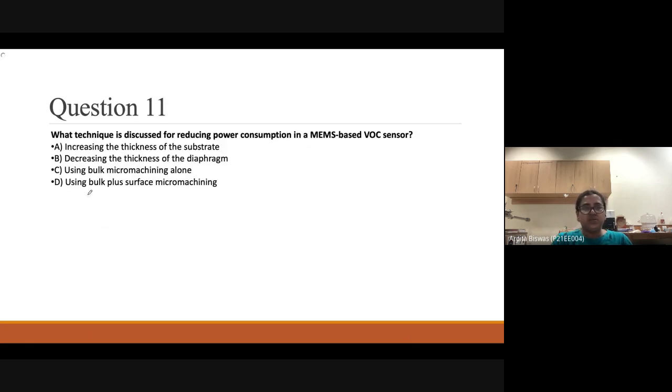So this is question number 11. What technique is discussed for reducing power consumption in MEMS-based VOC sensors? First is increasing the thickness of the substrate. Second option is decreasing the thickness of the diaphragm. Third option is using bulk micromachining alone. And fourth option is using bulk plus surface micromachining. Power consumption also reduces.